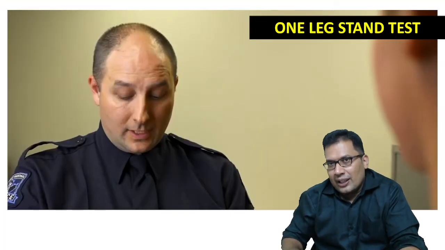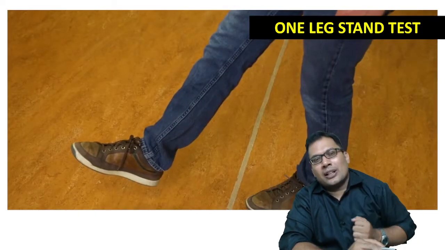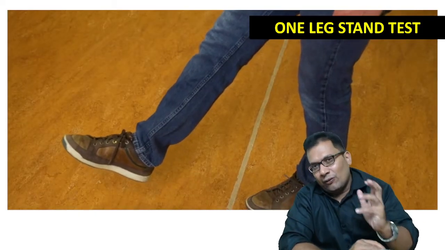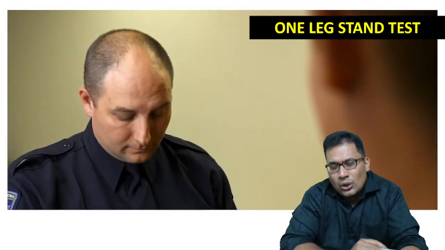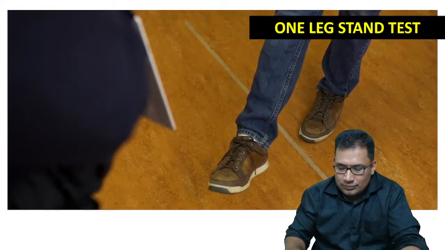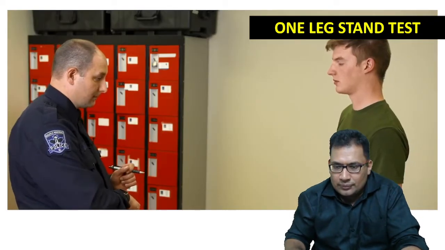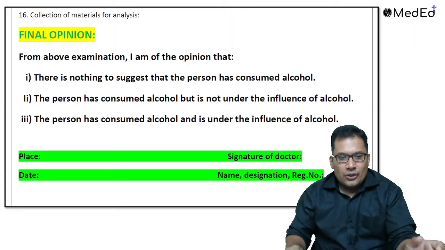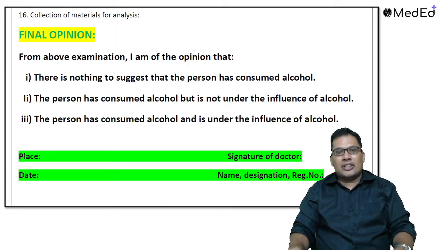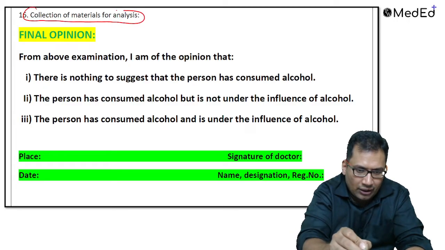Then the one leg stand test, again to check whether under influence or not. All these are the different tests you can conduct to determine whether the patient is under influence or not. Then finally, the collection of materials for analysis, usually the blood and the urine.